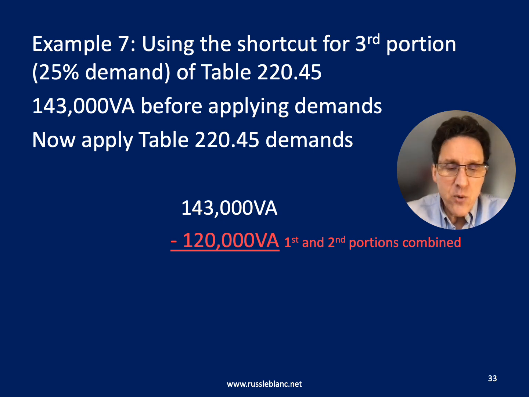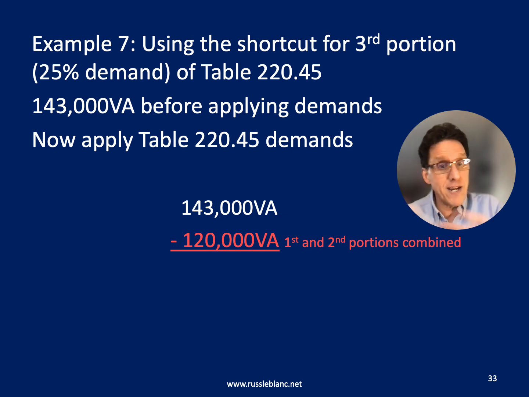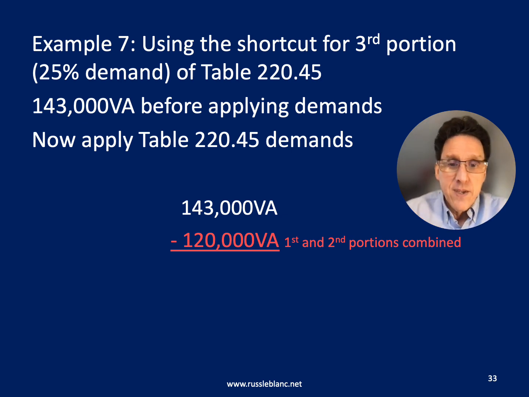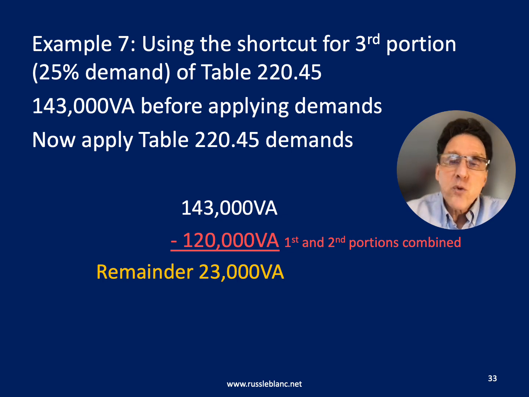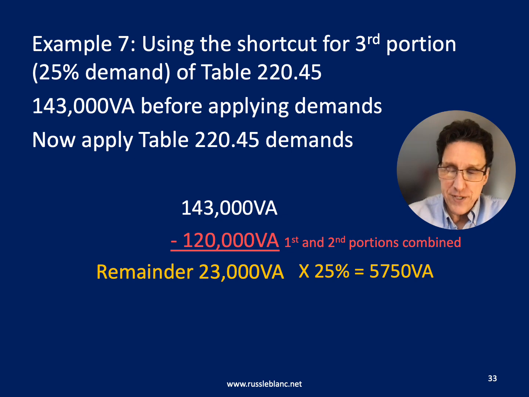Okay, let's just take away 120,000, because that's the first two portions. First portion is 3,000, second portion is 117,000. We just take that right out, because we know that those two portions are going to total 43,950 once we apply the demands. So just take them out of the equation, right? And what are we left with? We're left with 23,000 volt amps. This is the portion we have to concern ourselves with, just this portion. So that portion gets taken at 25%, which is 5,750 volt amps.